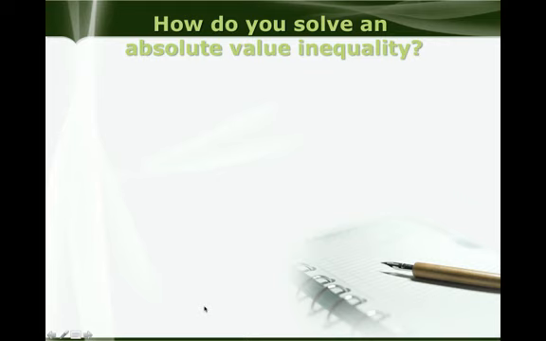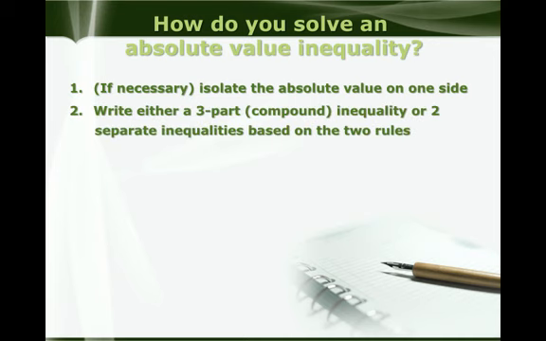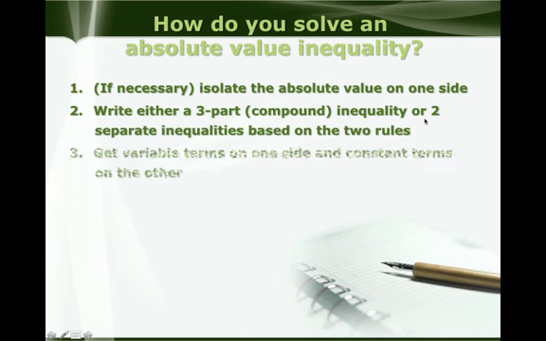Okay, how do you solve an absolute value inequality? All right, here comes our recipe. If necessary, isolate the absolute value on one side. So get the absolute value by itself if I stick some stuff around it. Write either a three-part or compound inequality or two separate inequalities based on the previous slide. All right, so if it's less than, we're going to do the three-part inequality. If it's greater than, we're going to do two separate inequalities.